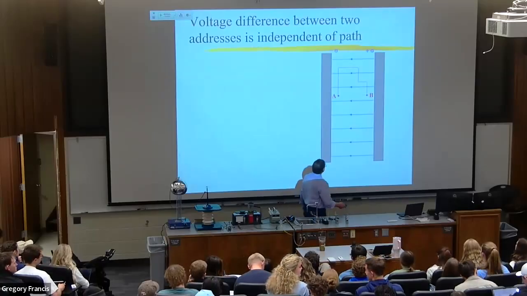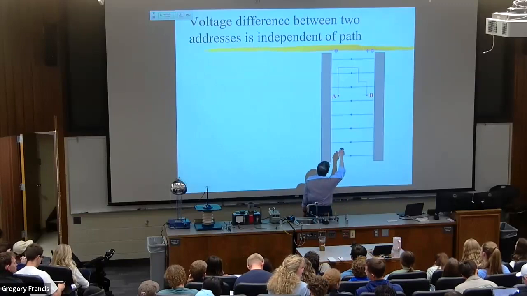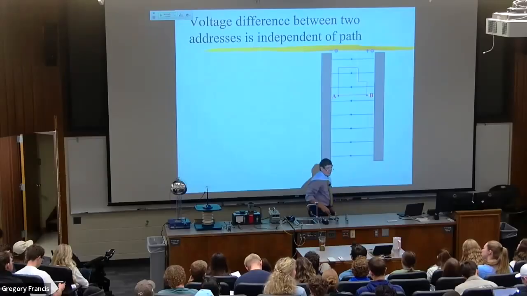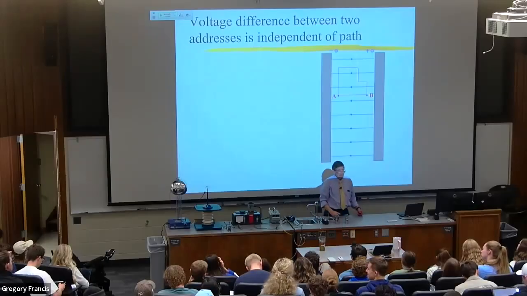And I think you can see that the work I had to do here, plus the work I had to do there, is equal to the work I had to do there. So whether I go this route or this route, I have the same change in voltage, independent of path.